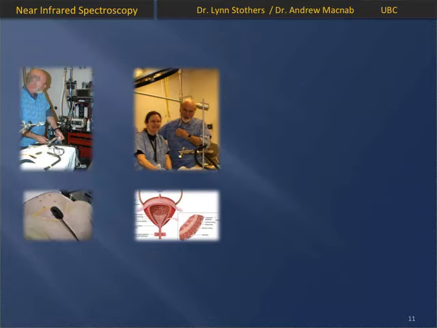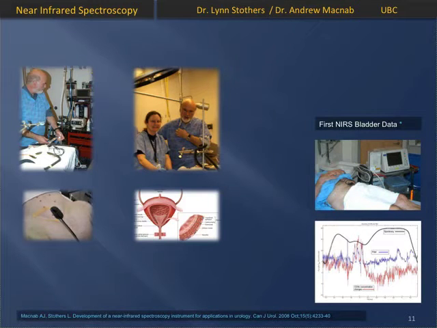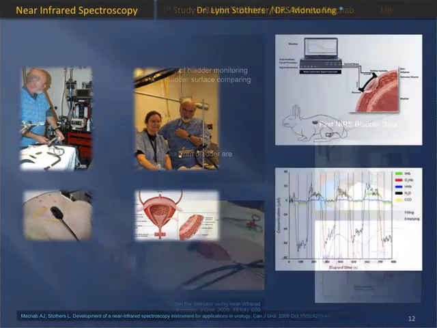Dr. Andrew Macnab, who is a pioneer in clinical studies, talked to Dr. Stothers about some odd data he was getting from the abdominal cavity of a pig, and they realized that perhaps Dr. Macnab's receptor was over the bladder. After that, they started to work together trying to use near-infrared spectroscopy to look at bladder function. And this is the first human study collecting data from an asymptomatic human, a kind of historic figure perhaps.